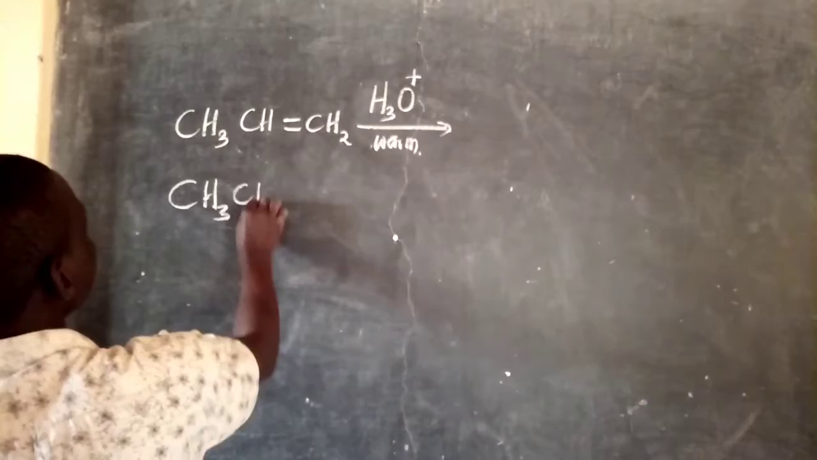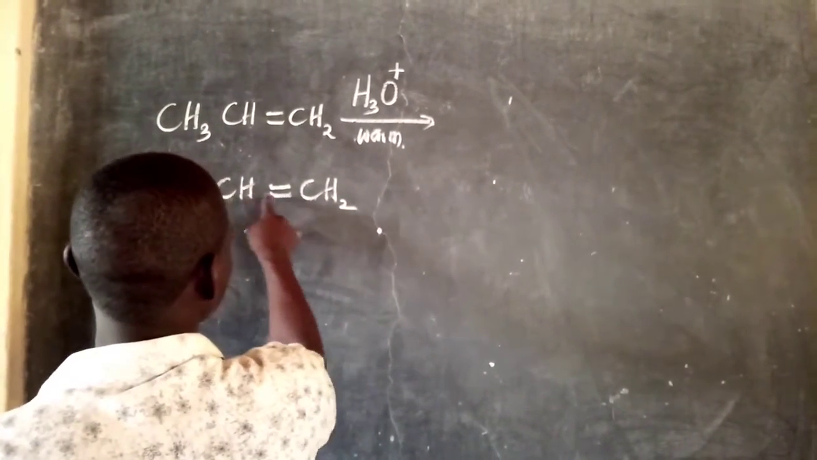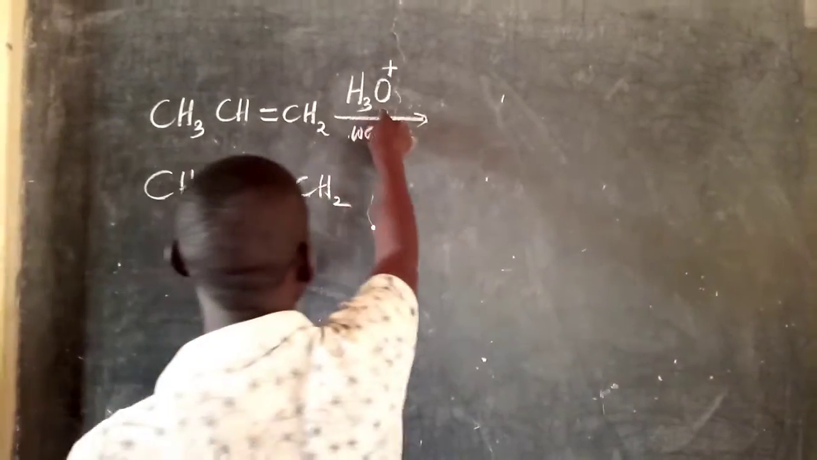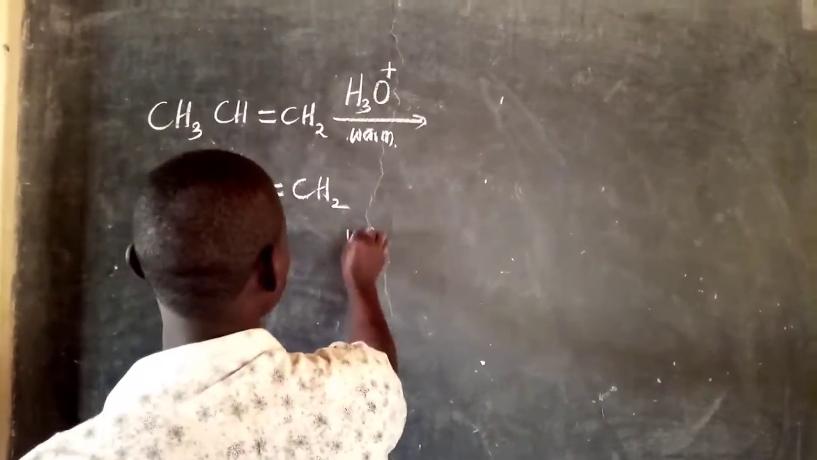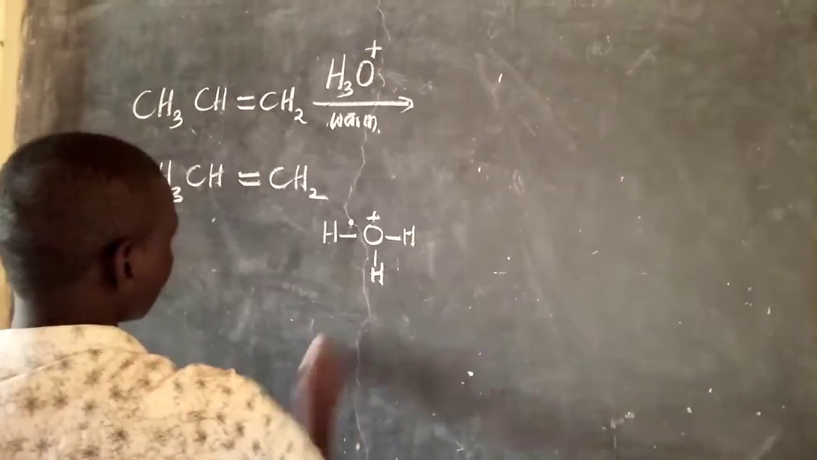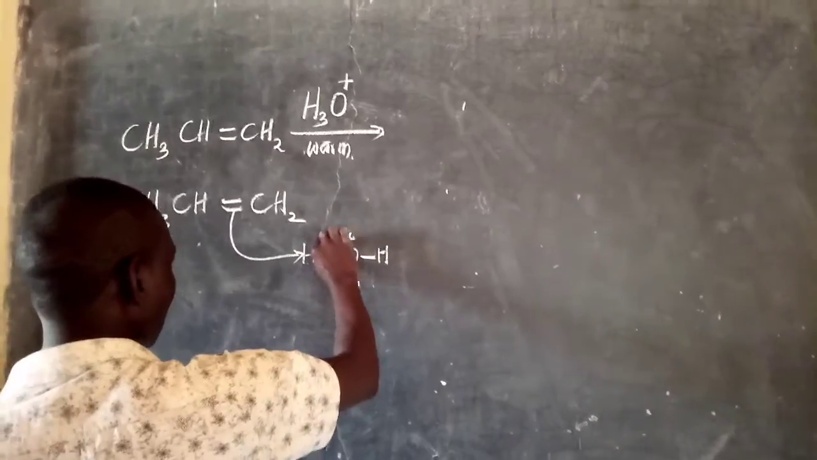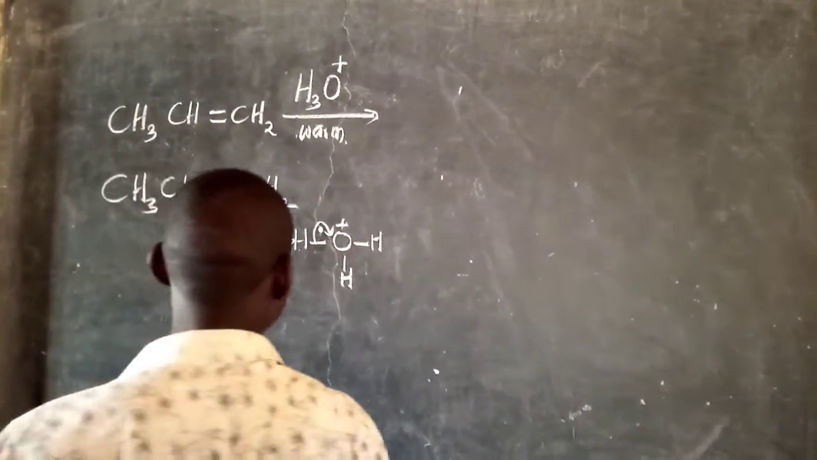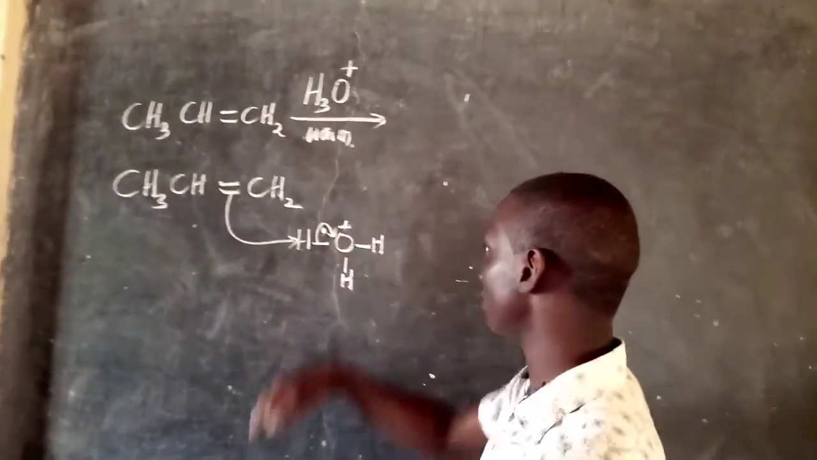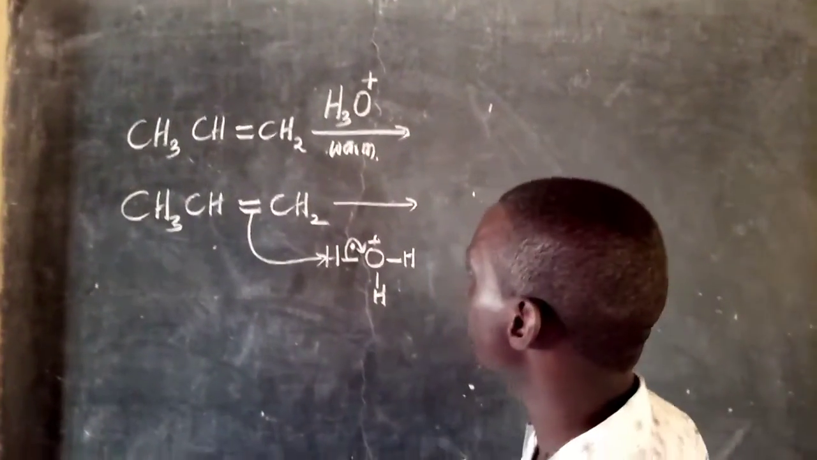We shall have CH3, CH2, CH, double bond CH2. Then we bring this. This one exists in such a way that it has this kind of arrangement. So the pi bond interacts with that position as the electrons in this bond are given to this oxygen, such that the positive charge is taken away.